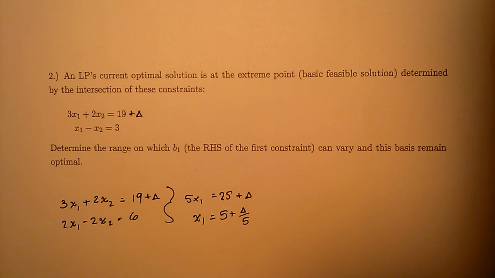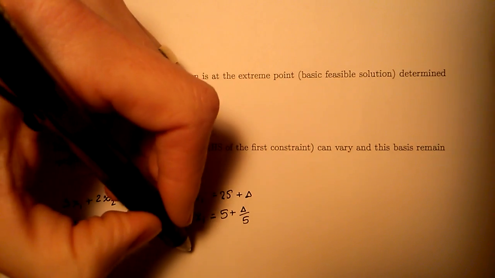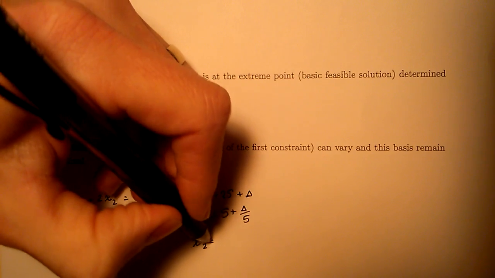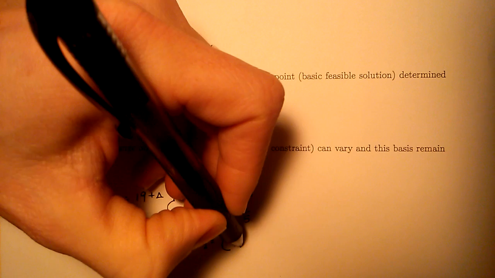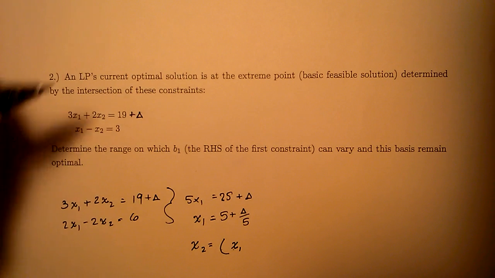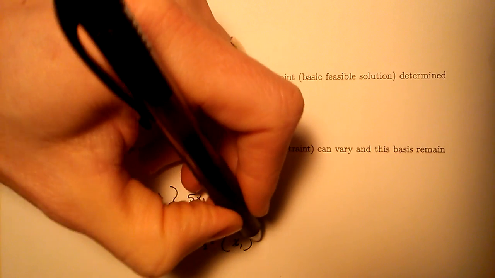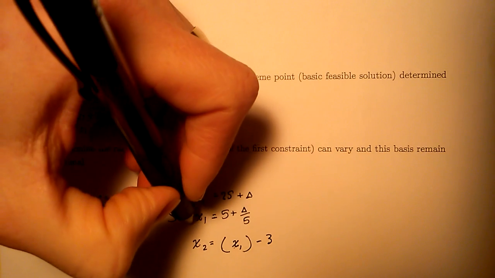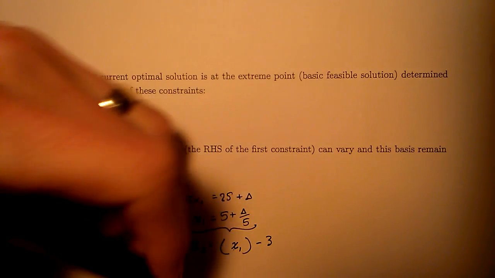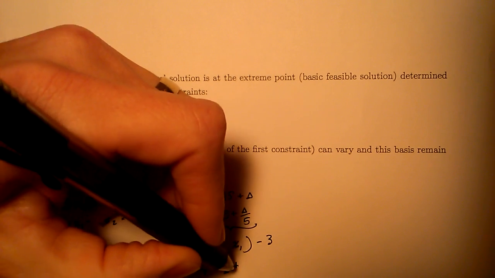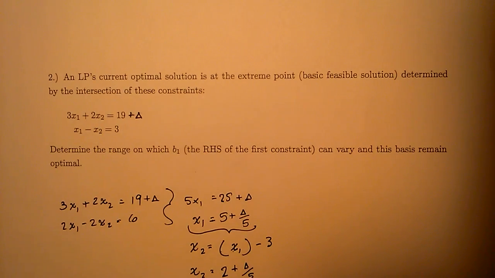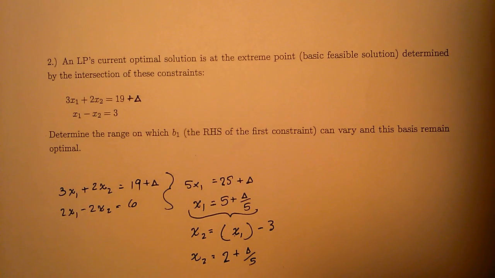Okay? Plug that value for x1 into the second constraint, and you can quickly get x2. The second constraint just says that x2 is equal to x1 minus 3. If we substitute in what we just found for x1, we'd get that x2 is equal to 2 plus delta over 5. Okay? So we've solved for x1 and x2 in terms of delta.